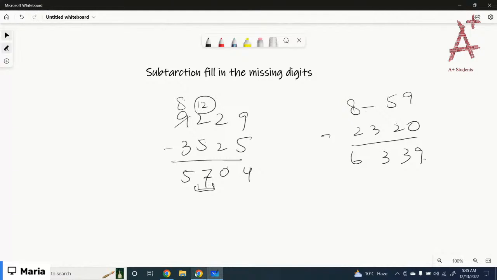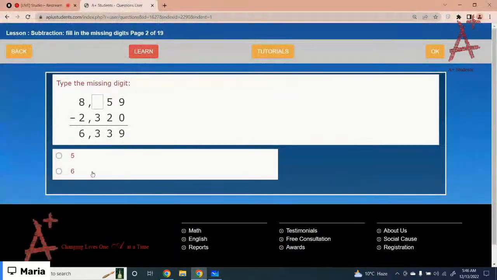So you are given the two options. They are 5 and 6. Which number subtract 3 equals 3? 5 or 6? It would be 6 because 6 subtract 3 is 3, isn't it? Yes, it is 6. Just select the correct option, then click on the OK button.